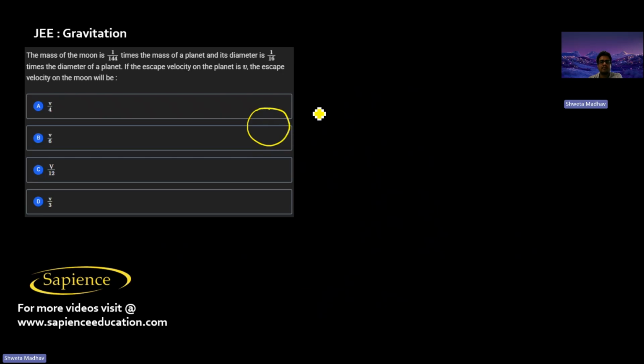So we have a planet and the moon. If the mass of the moon is m and the radius of the moon is r, then the radius of the planet R1 will be 16r, and the mass of the planet M1 will be 144 times the mass of the moon.